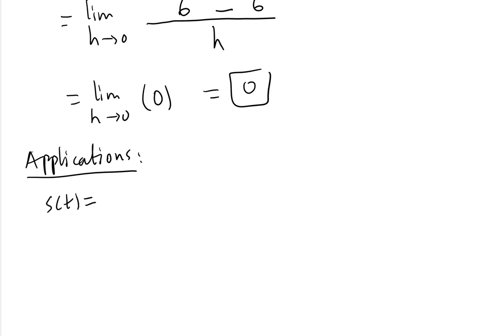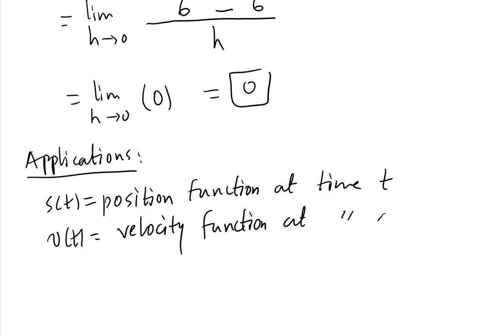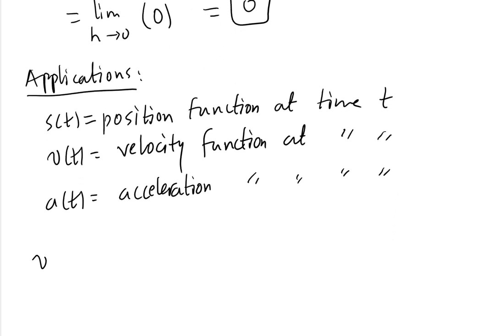We introduce s of t to represent the position function at time t. V of t is the velocity function at time t. A of t is the acceleration function at time t. What's the relation between them?